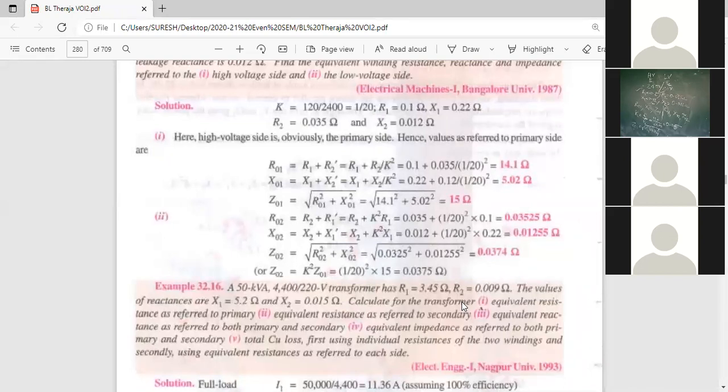Otherwise, you can copy the values from the textbook. Later at home, you can verify the answer. Copy the formulas and solution from the textbook. We can verify the answers at home with your calculator. This type of problem, they'll ask for 5 marks. You have to remember the formulas.